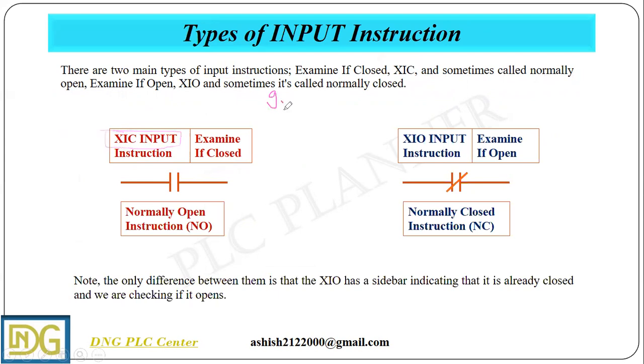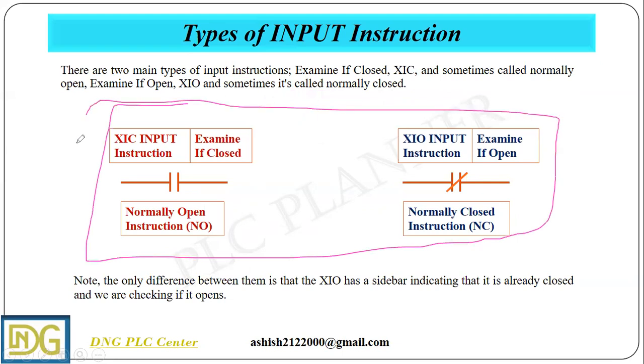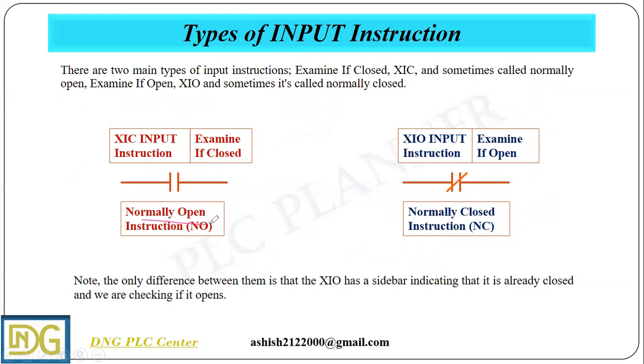Here we learn about inputs. Basically there are two partitions of our inputs: one is the normally open instruction, and one is the normally closed instruction. They have different names: examine if open and examine if closed. Normally closed instructions have the name examine if open, and normally open instructions have the name examine if closed.